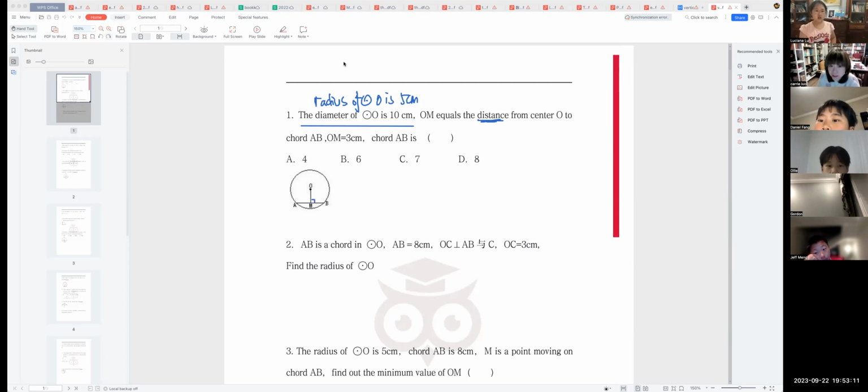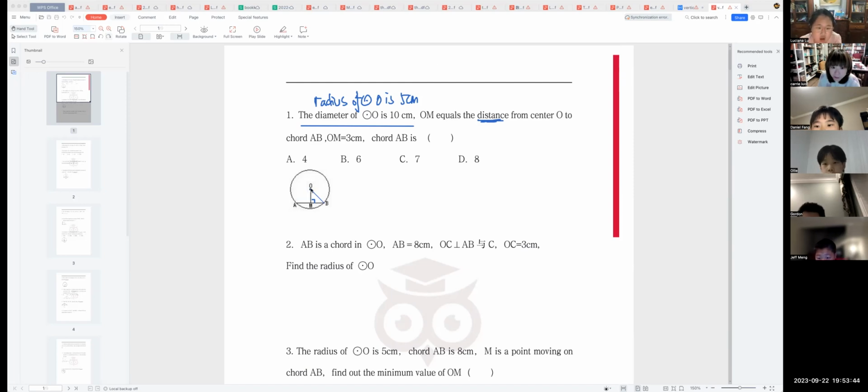Understand, Luciana? The distance from O to AB is not a regular distance, but the perpendicular line. This is very important, okay? So you immediately find out that a right angle has been formed. So I'm going to connect OB, and I'm also connecting OA.